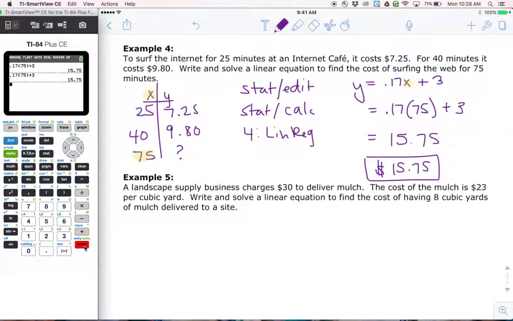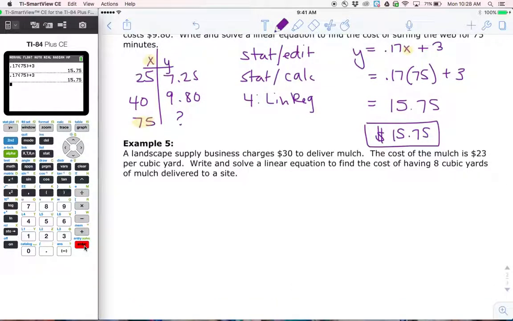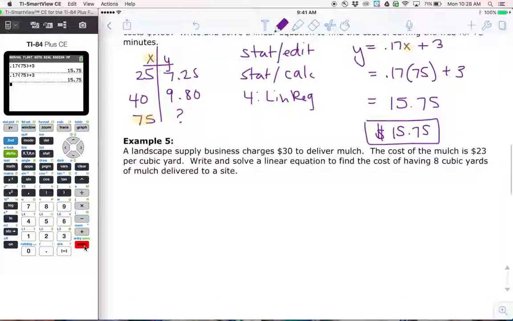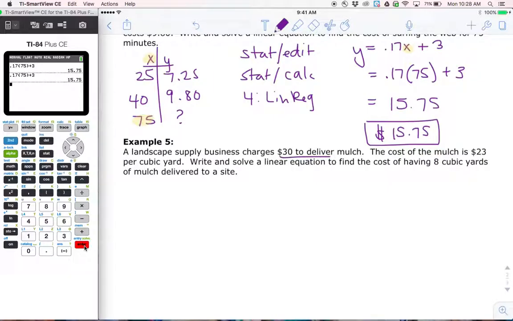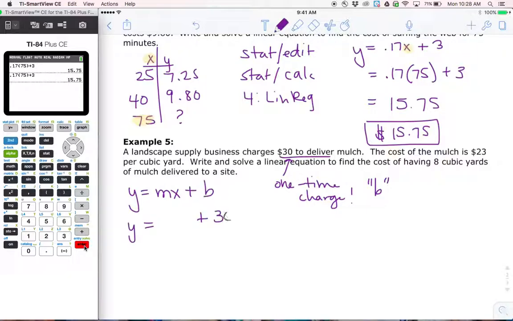Okay. Last but not least, here we go. A landscape supply company business charges $30 to deliver mulch. I hope that you stop and just think about $30 to deliver. That is a one-time charge. They charge you the delivery charge. So that is b. So let's just set it up. y equals mx plus b. And I already know the b is going to be 30. We'll keep reading. The cost of mulch is $23 per cubic yard. So $23 per cubic yard.